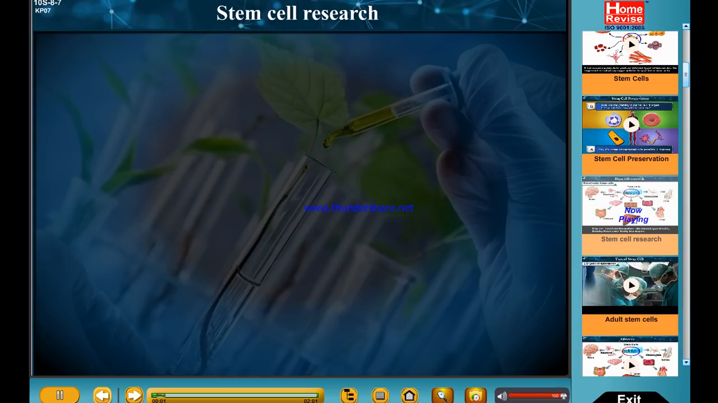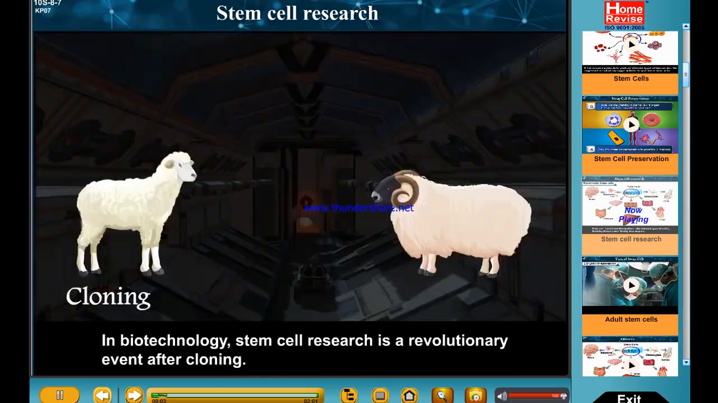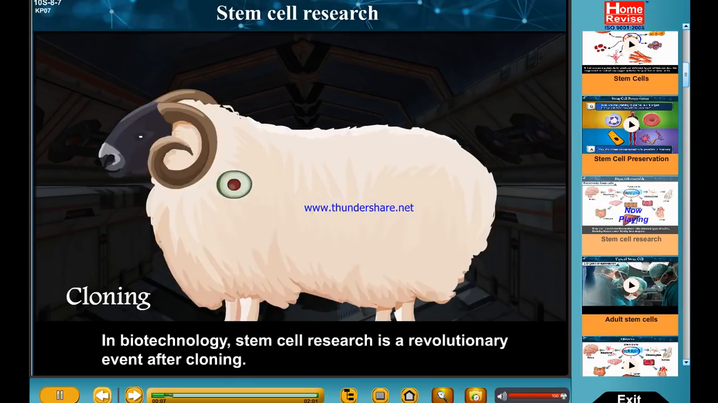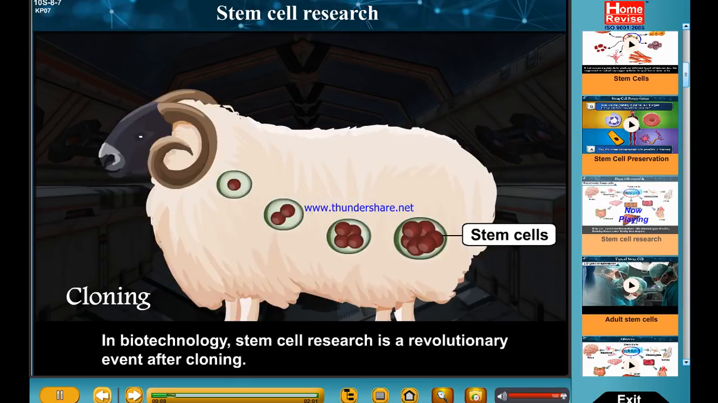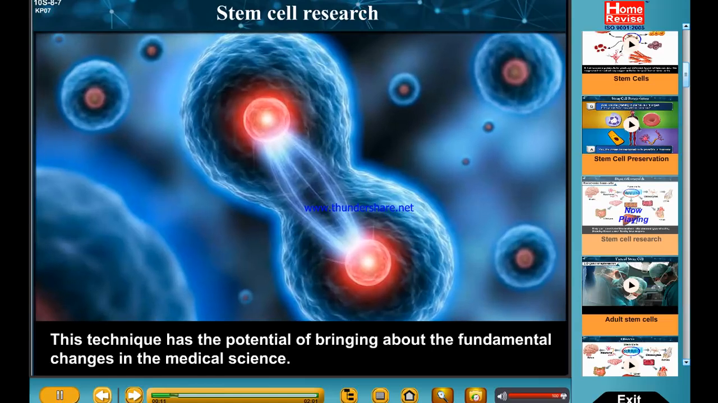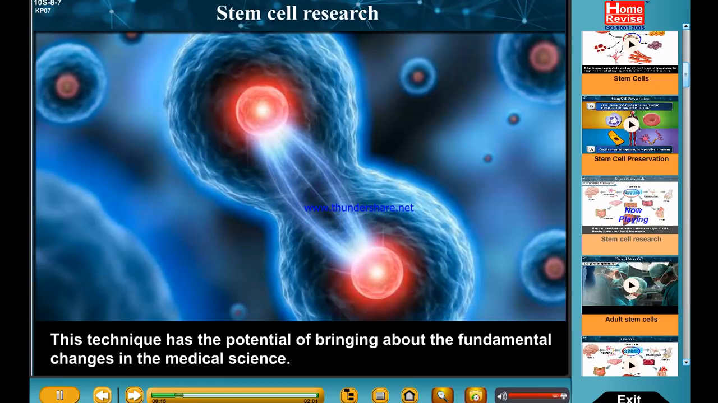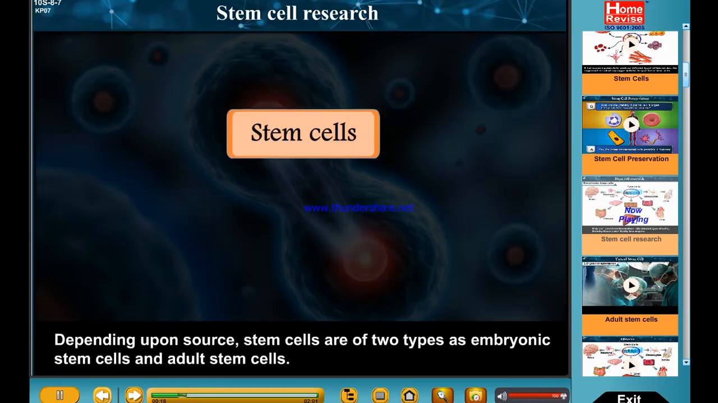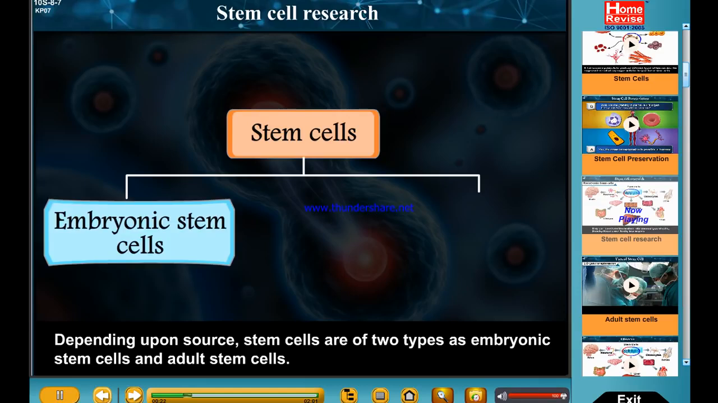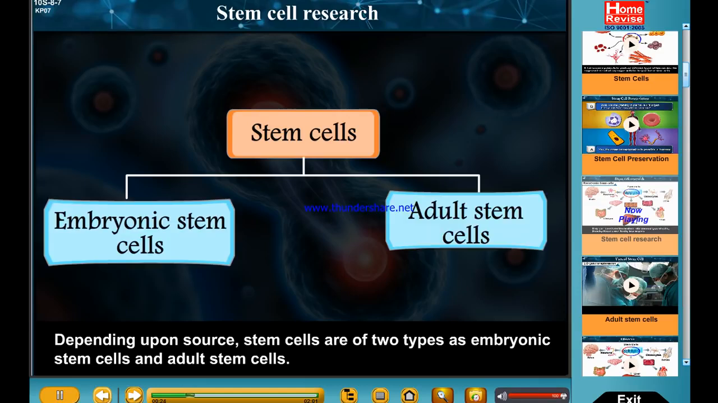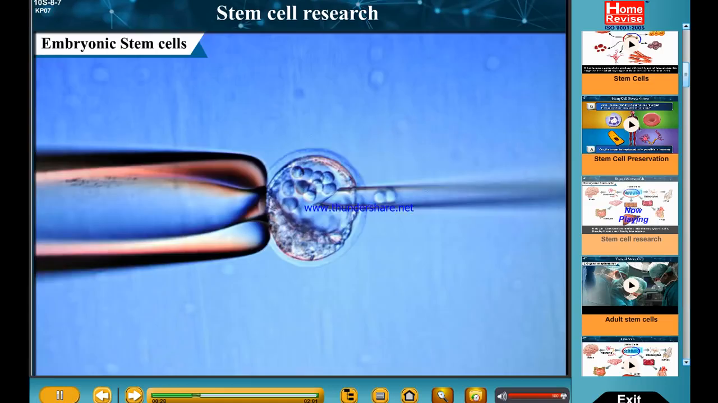Stem cell research. In biotechnology, stem cell research is a revolutionary event after cloning. This technique has the potential of bringing about fundamental changes in medical science. Depending upon source, stem cells are of two types: embryonic stem cells and adult stem cells. So first, let's have a look at embryonic stem cells.